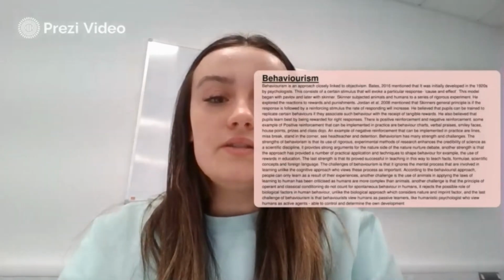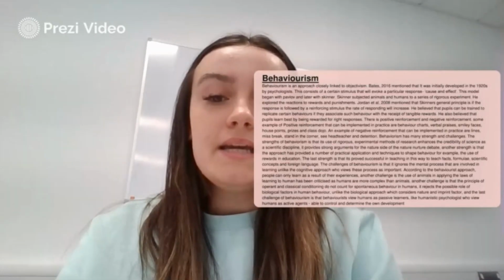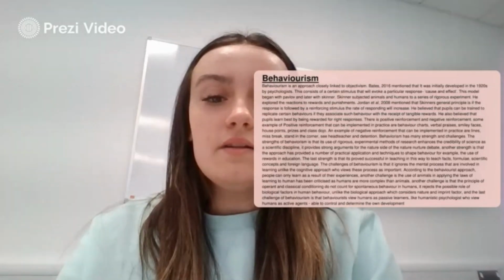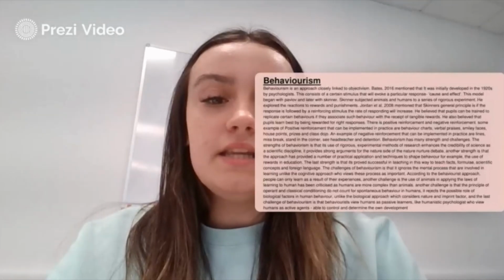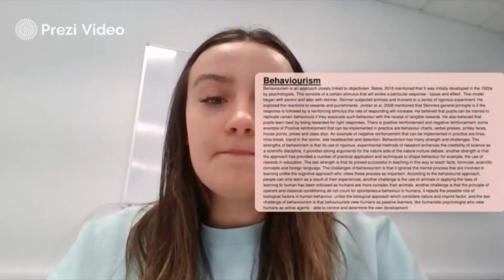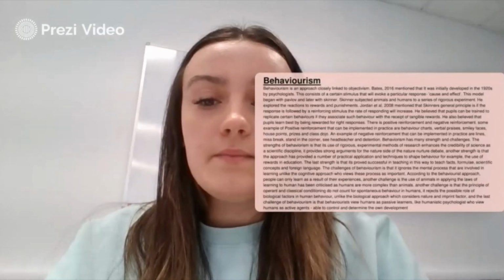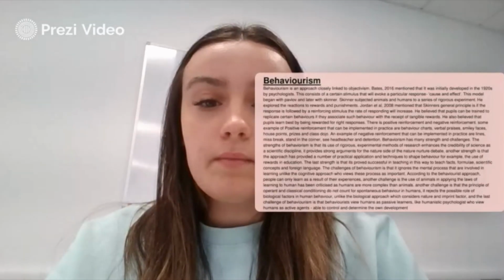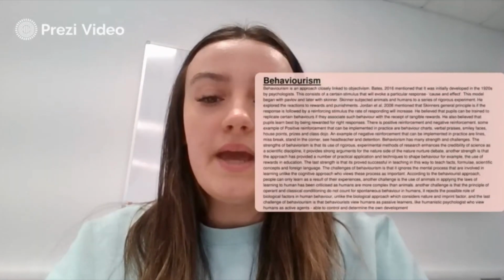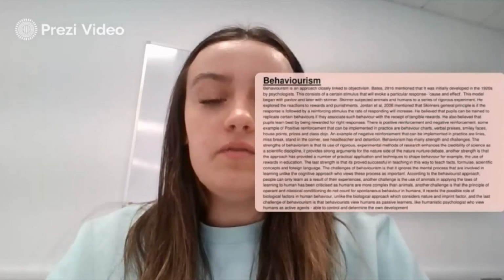Skinner subjects animals and humans to a series of rigorous experiments. He explored the reactions to rewards and punishments. Jordan et al., 2008, mentioned that Skinner's general principle is if the response is followed by a reinforcing stimulus, the rate of responding will increase. He believed that the pupils can be trained to replicate certain behaviours if they associate such behaviour with the receipt of tangible rewards.